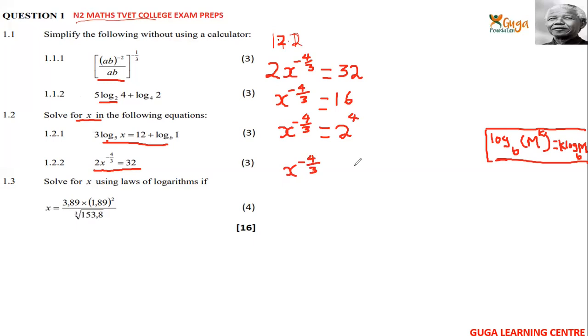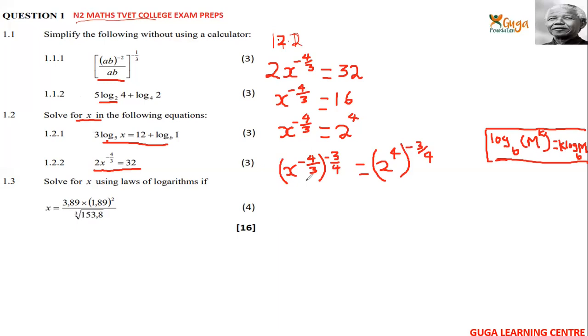Whatever you do on the left, you should also do on the right, isn't it? Both sides equal 2 to the power 4. So now I'm saying put a bracket here, and then we multiply by negative 4 over 3, so it's going to be 3 over 4, and then you do this to both sides, negative 3 over 4. So you have just introduced negative 3 over 4 to both sides, right?